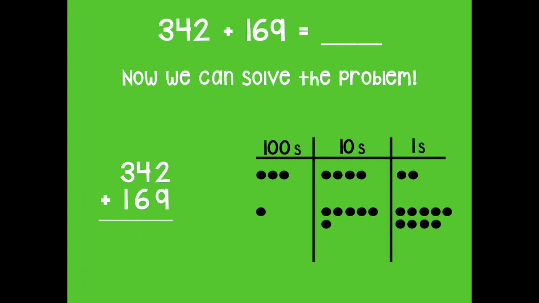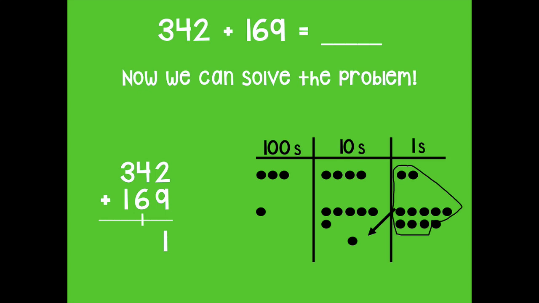All right, friends, let's talk about how we can solve this problem. We always start in the ones place as we're adding. I can look pretty quickly and see that I have 9 ones and then 2 more ones. Well, I know that 9 and 1 make a 10. So as I look at that, I can see that I'm going to have one new 10. So I have 1 one left over and the new 10 that I just made.